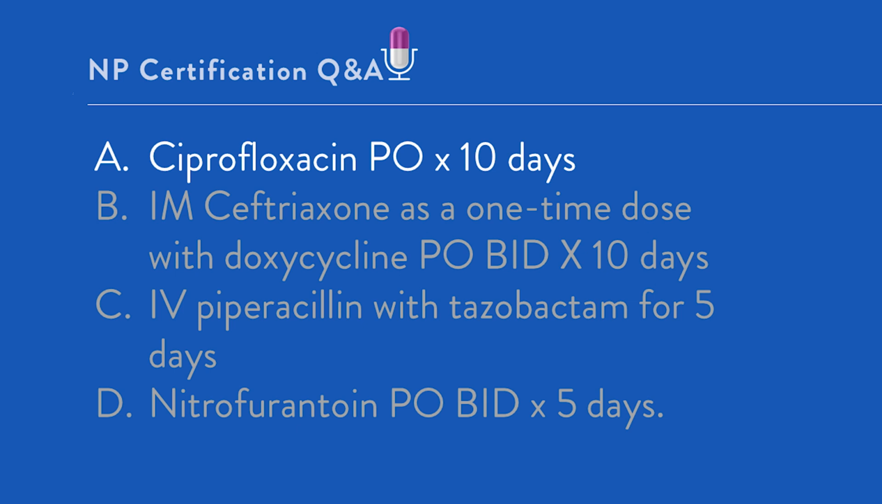All right, so now back. Let's look at the treatment options. A, ciprofloxacin PO for 10 days. This is the correct answer. The fluoroquinolones, the antimicrobial class with the floxacin suffix, are usually used first line in outpatient treatment of acute bacterial prostatitis in a patient like this.